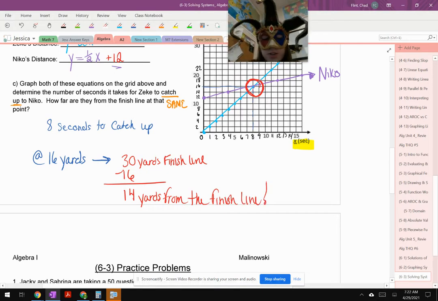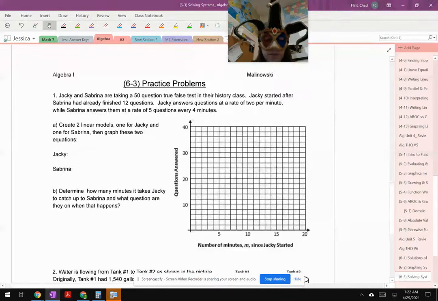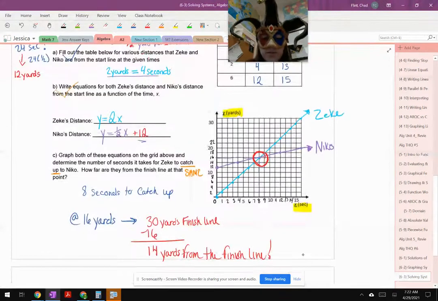Boom. So your big thing, I do ask you to graph the first one here, so you'll just be careful with it. You can do it. I trust you.